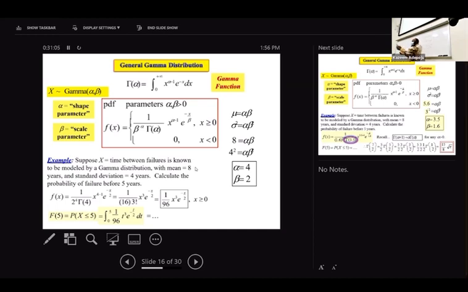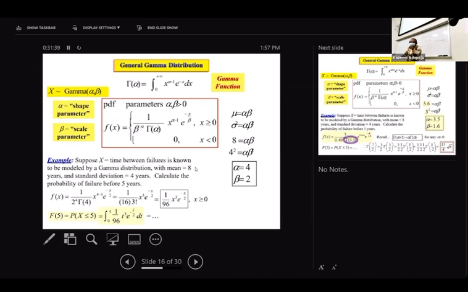If you want to use R, it's just going to be pgamma. You remember when we were dealing with exponential, we used pexp. When we were dealing with Weibull, pweibull. But now pgamma, then I indicate that number, then I indicate the shape equal to 4 and the scale equal to 2.